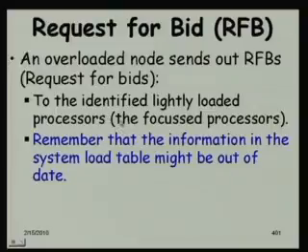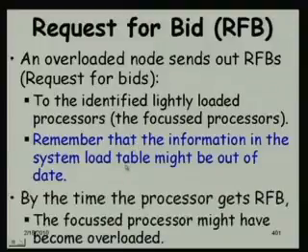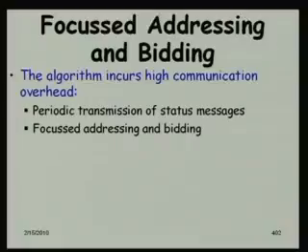And after having identified the focused processors, it sends out RFBs about the task. The RFB will contain the execution time, the deadline, etc. of that task, to that processor. And of course, by the time the RFBs arrive at the focused processors, they might have become overloaded, then they will just ignore the RFB. But if after the RFB arrives they find that they can still handle the requested task, they will send out bids.